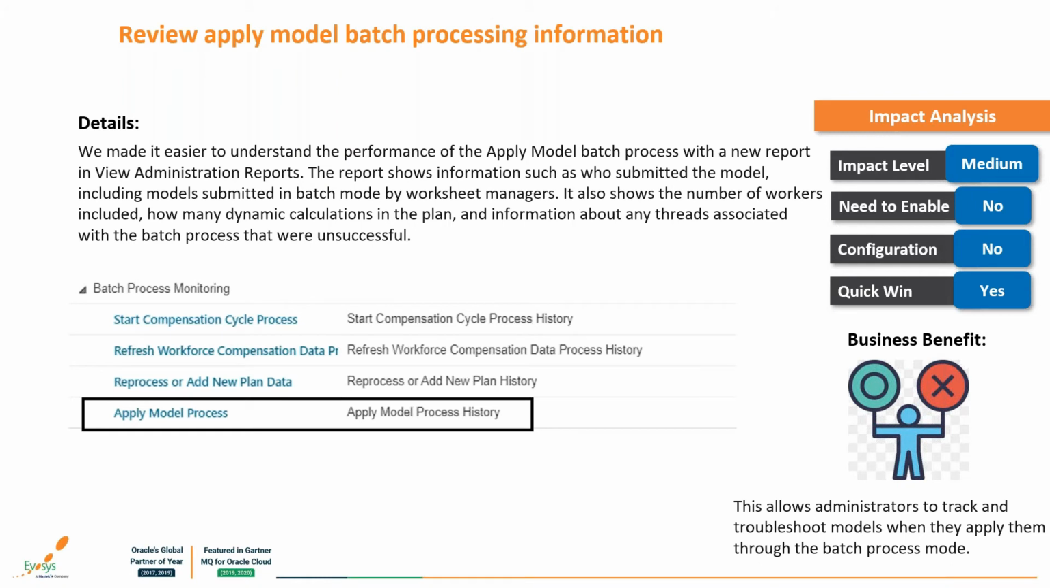Review apply model batch processing information. Now it is much easier to understand the information of the apply model batch process. We have provided a new report called apply model batch process. This report gives you information on who has submitted the model, the number of workers that are included in a particular plan, the number of dynamic calculations, and also any information about the threads that were unsuccessful. This allows the administrator to track or troubleshoot any of the model related issues beforehand.